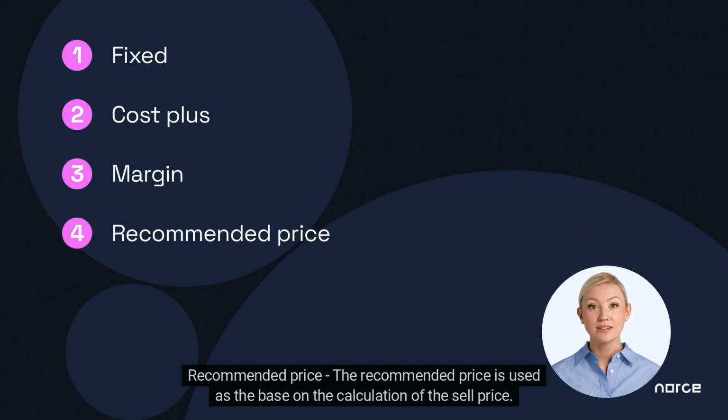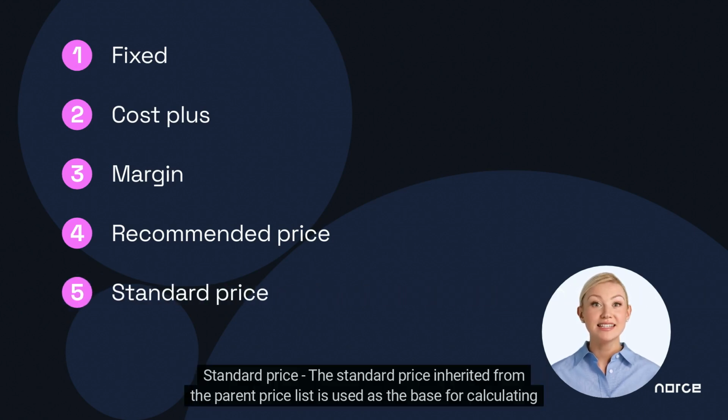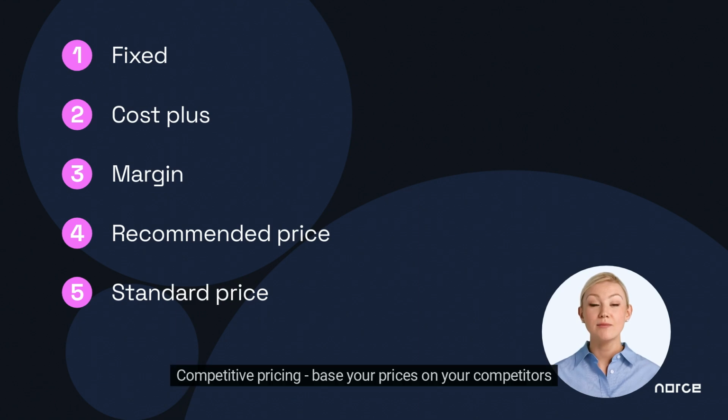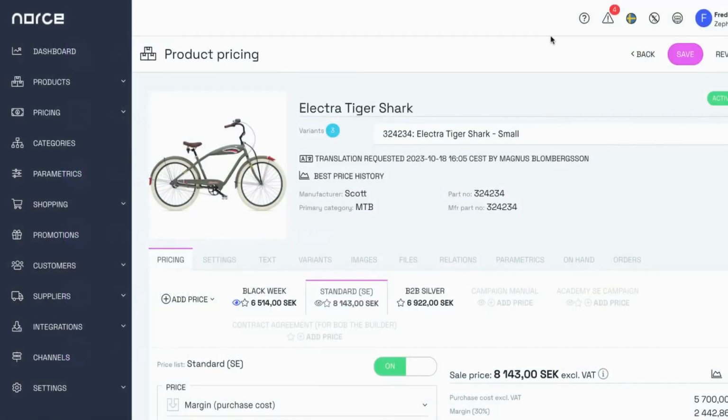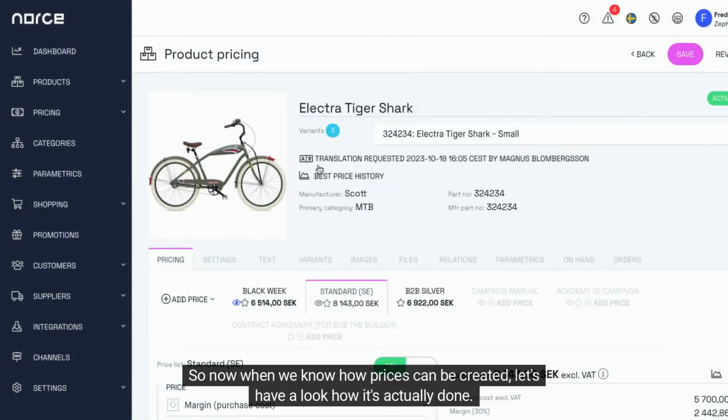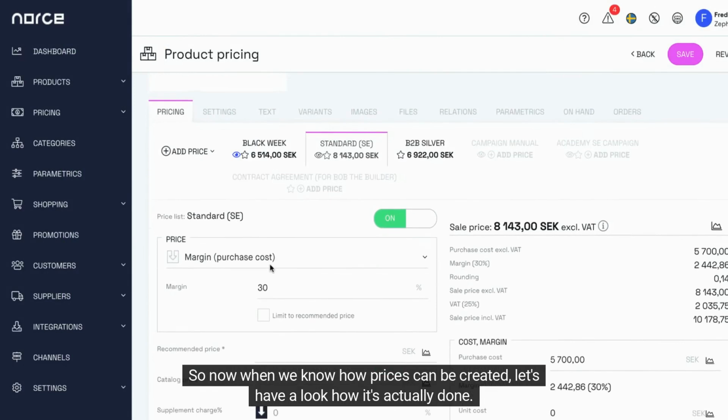Recommended price. The recommended price is used as the base on the calculation of the sell price. Standard price. The standard price inherited from the parent price list is used as the base for calculating the sell price. Competitive pricing. Base your prices on your competitors. So now when we know how prices can be created, let's have a look how it's actually done.